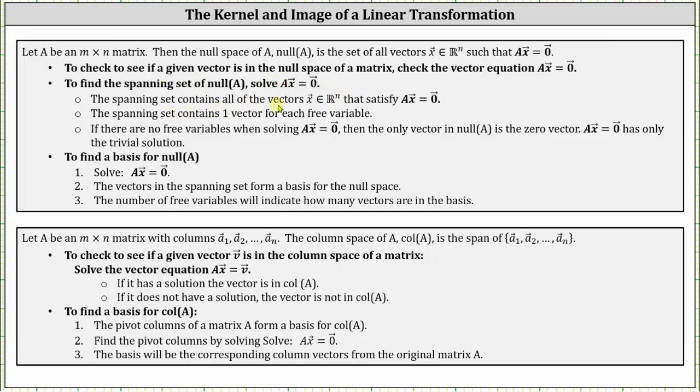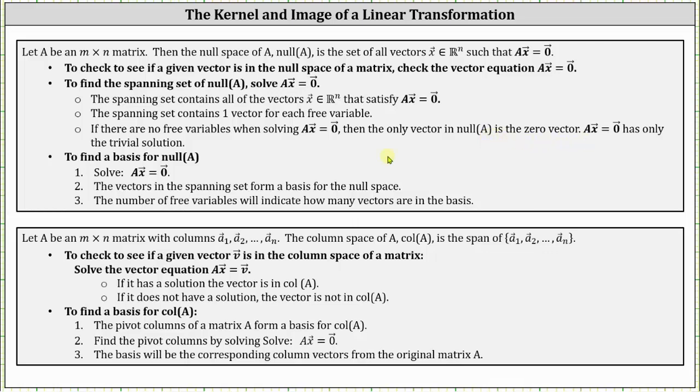The spanning set contains all the vectors x in Rn that satisfy the equation. The spanning set contains one vector for each free variable. If there are no free variables when solving the equation, then the only vector in the null space of matrix A, or the kernel of T, is the zero vector.